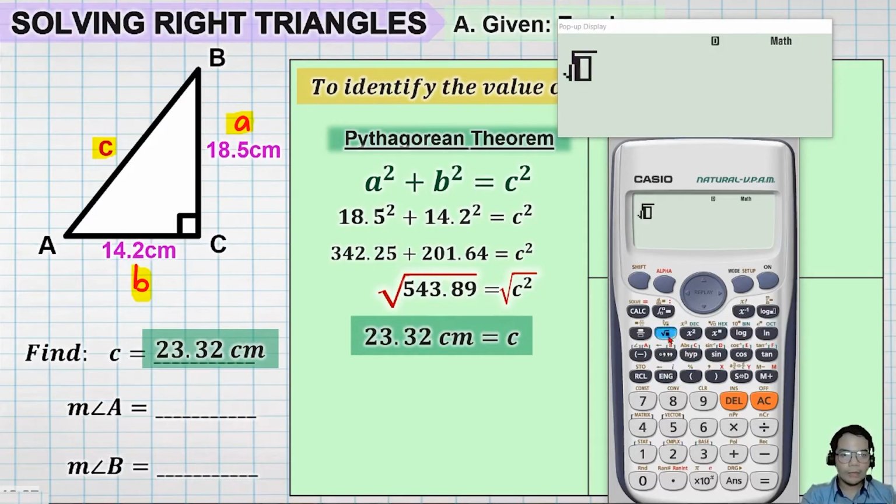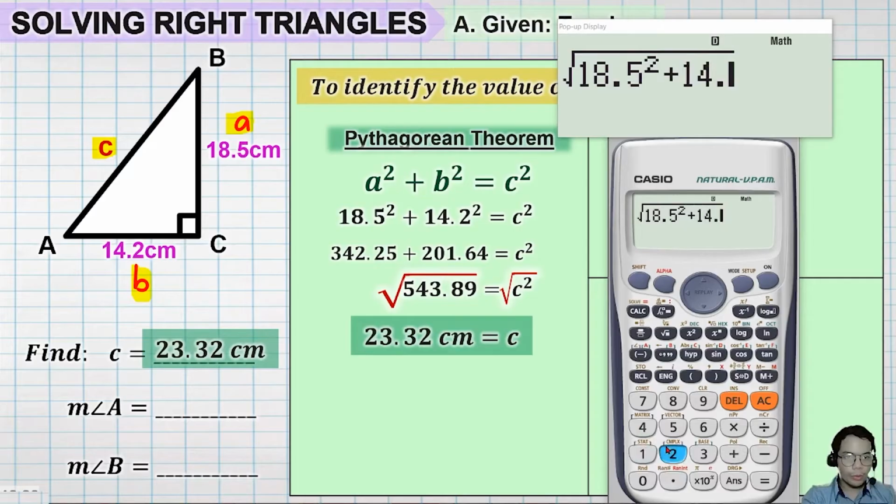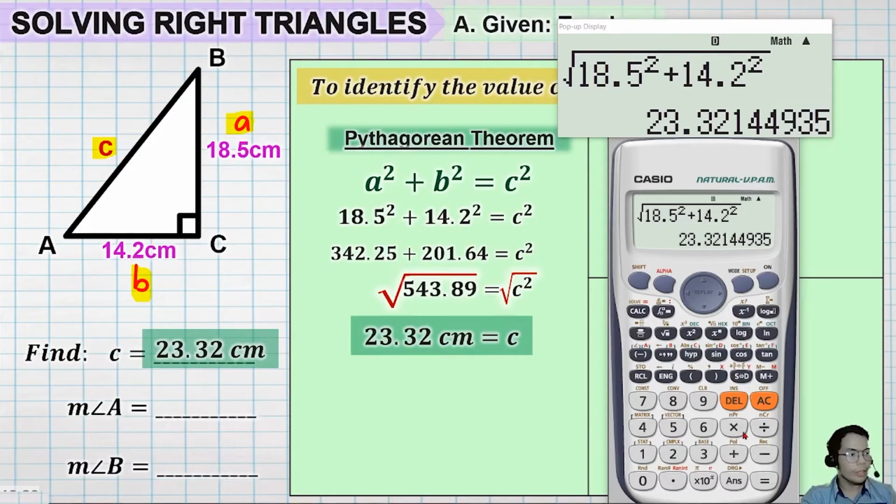Meron din kasi tayong function na square root sa scientific calculator ninyo. I think, meron din yan sa tabi ng x squared sa mga naka-app. Pwede nyo nang i-type dyan. Kasi eventually, after you add the squares of each leg, eventually get the square root of it. So, pwede mo nang idiretso 18.5 squared plus 14.2 squared. Kuha mo yung square root ng sum nila. Ayun din yung sagot, 23.32. So, ganun din yung lalabas.